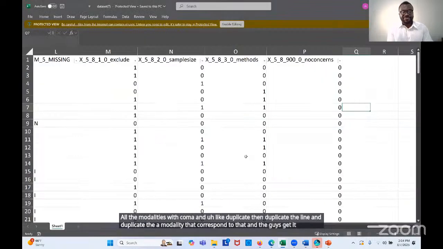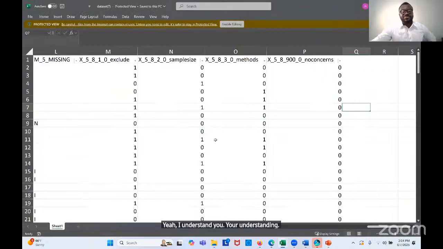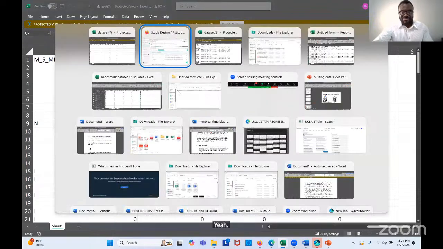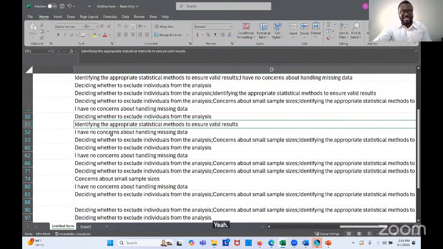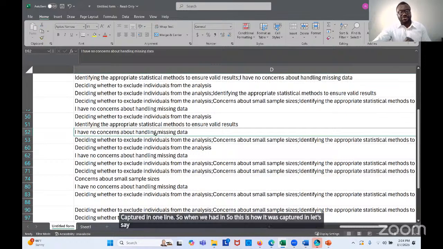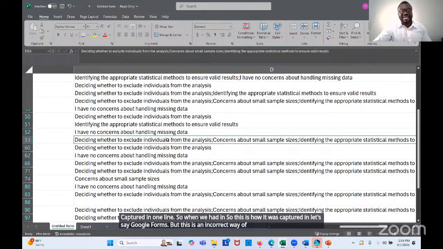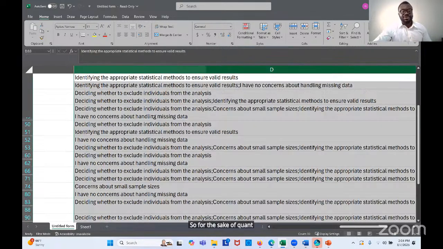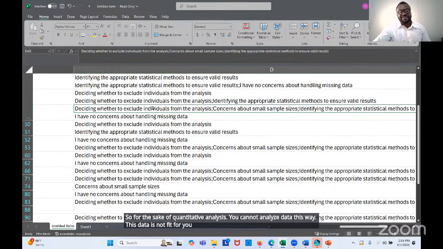Yeah, I understand you. Your question is, in this case, we have a multiple response question that was captured in one line, like this is how it was captured in, let's say, Google Forms. But this is an incorrect way of capture. You cannot analyze the data this way. This is not qualitative data. This is quantitative data. So for the sake of quantitative analysis, you cannot analyze data this way.